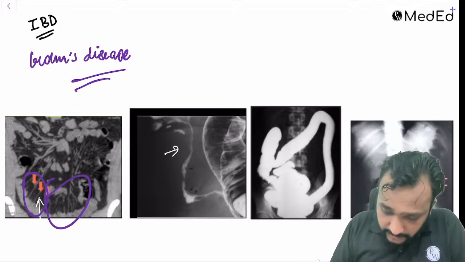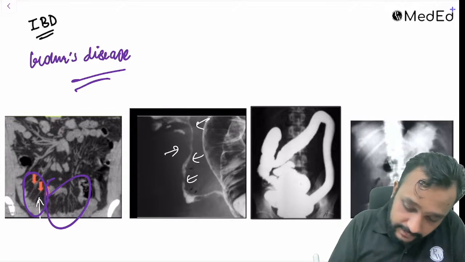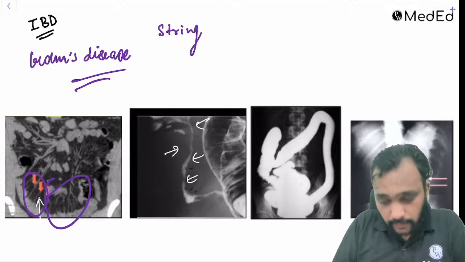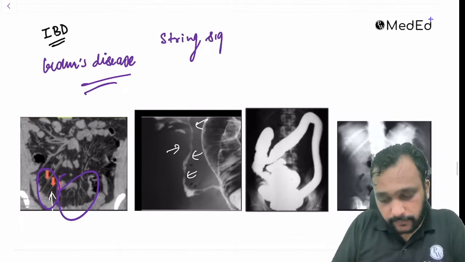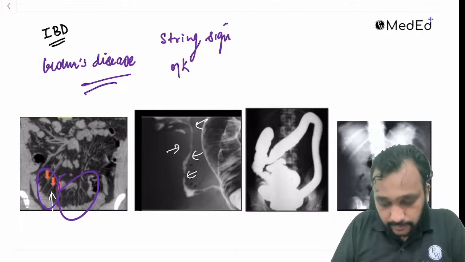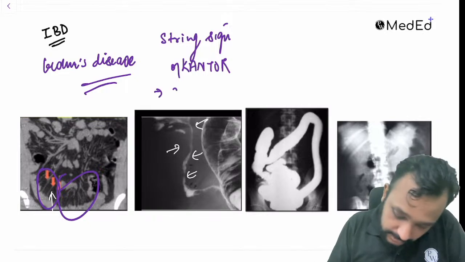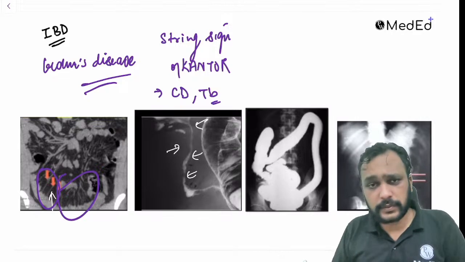Also guys, what you can see is that there is narrowing of the terminal ileum, and this narrowed terminal ileum is known as the string sign of Kantor. And this string sign of Kantor is again seen in patients with Crohn's disease and tuberculosis.